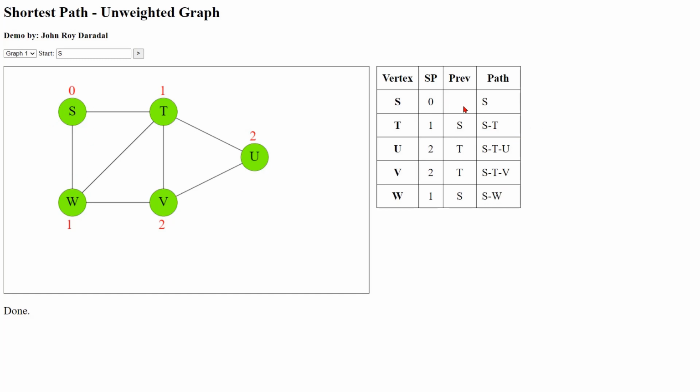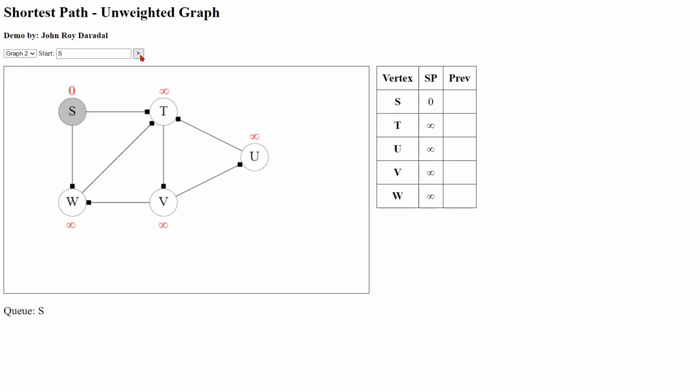So you keep the previous backtrace so that you can recreate the actual shortest path, because for the BFS, we're only computing the shortest path length, right? Okay, so let's see one more example. But this time, what if it's a directed graph? Okay, if it's a directed graph, we'll do the same thing, but we'll just follow the direction.